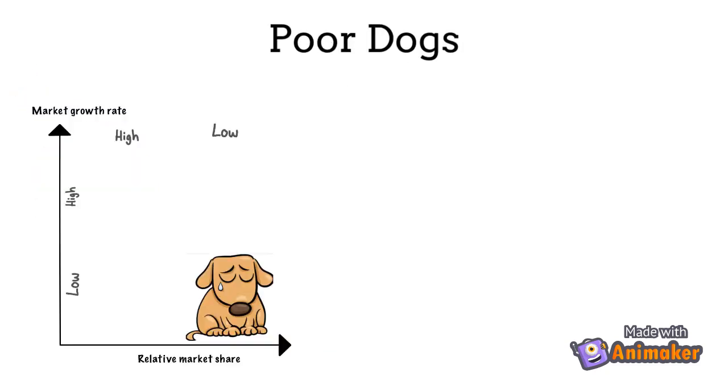Coming to the last component, we are looking at the poor dogs. These describe the products which are within a slow-growing market and have a low market share.